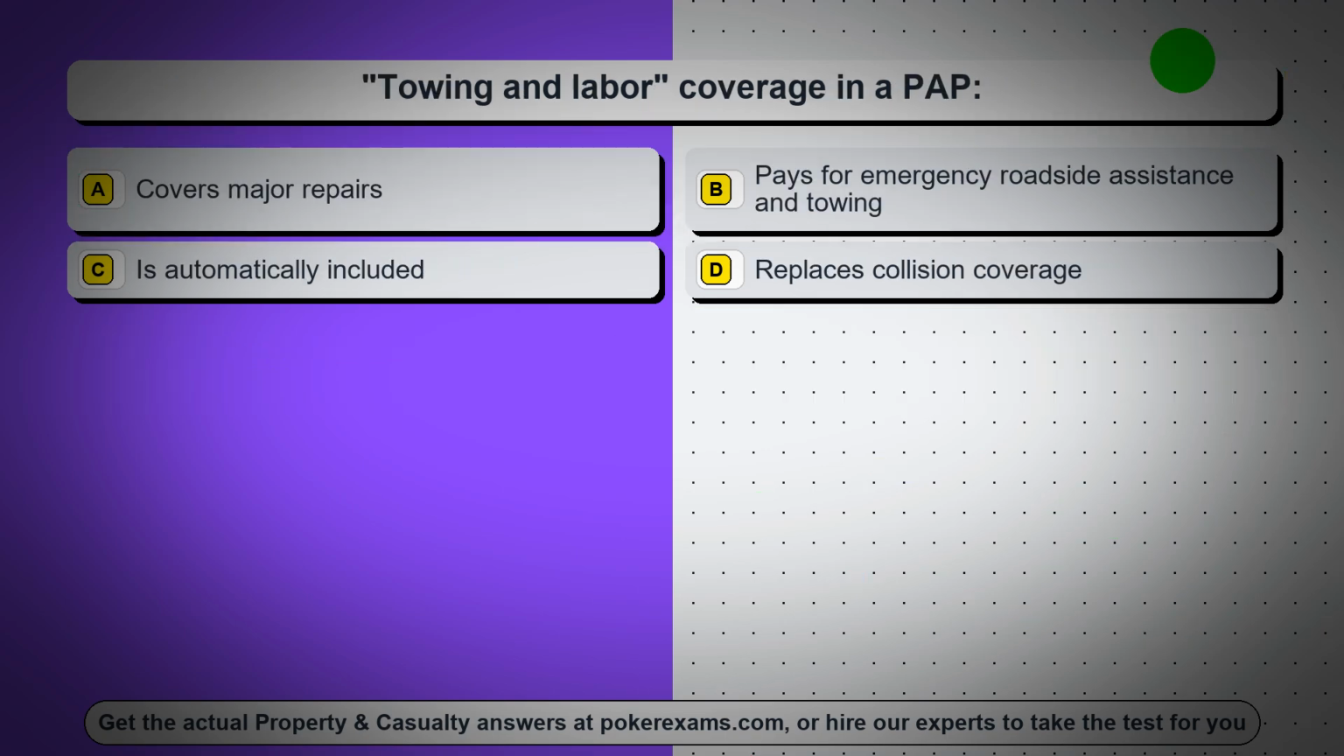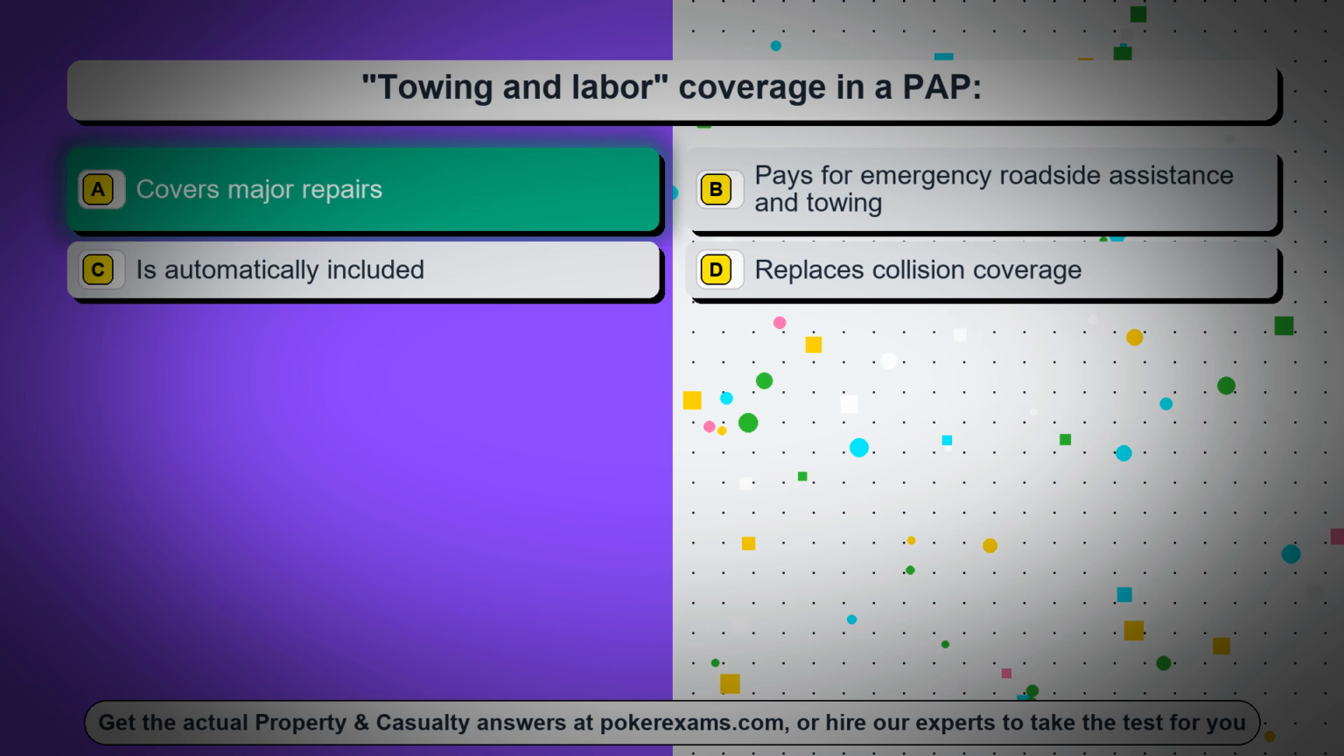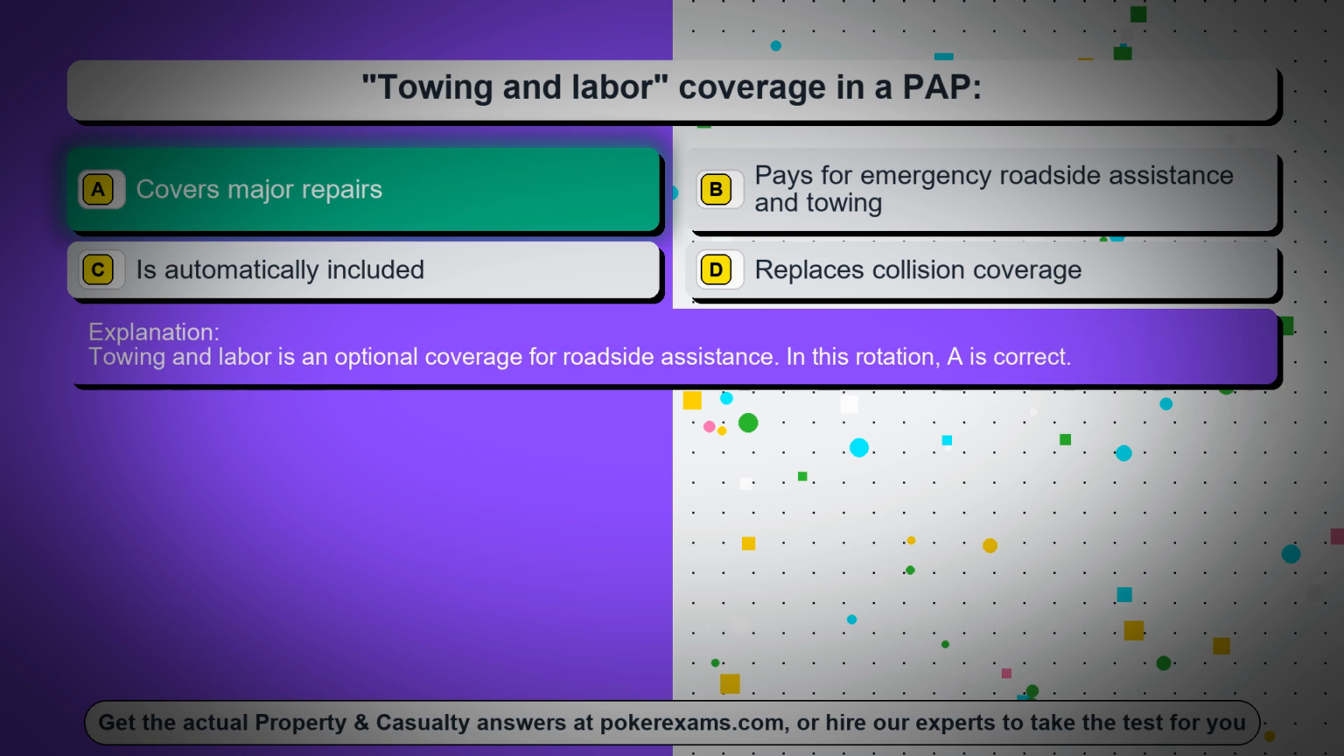Question 84. Towing and labor coverage in a PAP: Option A, covers major repairs. Option B, pays for emergency roadside assistance and towing. Option C, is automatically included. Option D, replaces collision coverage. The correct answer is option A, covers major repairs. Towing and labor is an optional coverage for roadside assistance. In this rotation, A is correct.